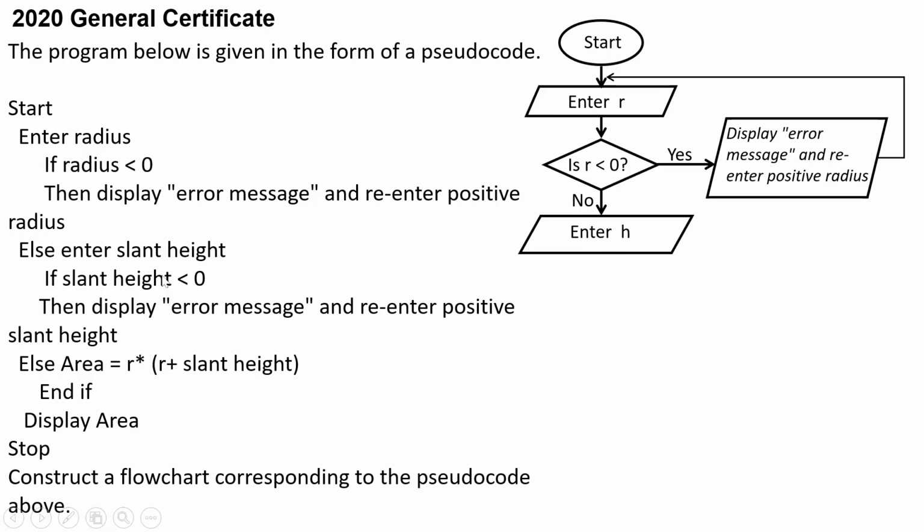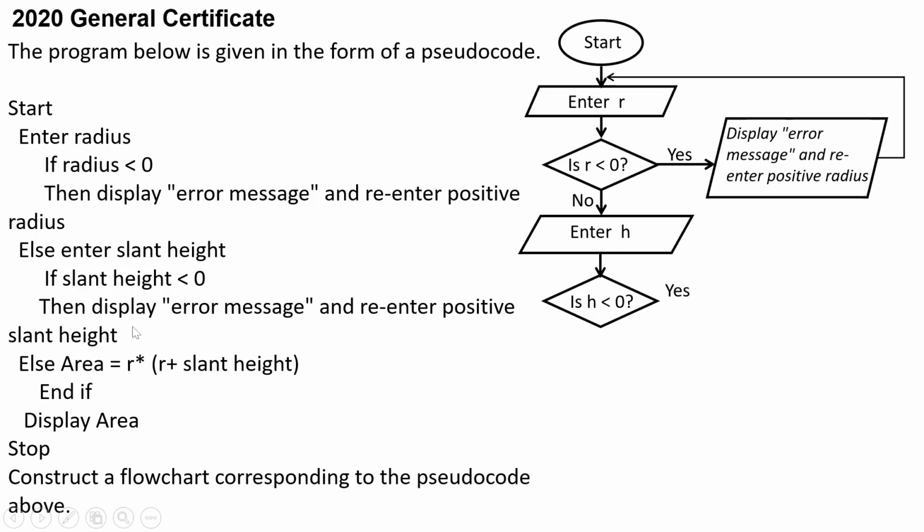Then again here you see there's if slant height is less than 0, meaning there's another condition here, which will use a rhombus or diamond. So okay, diamond here. Then also ask here if slant height is less than 0. Here h stands for slant height. So is h less than 0? They are saying then display, meaning it is yes.